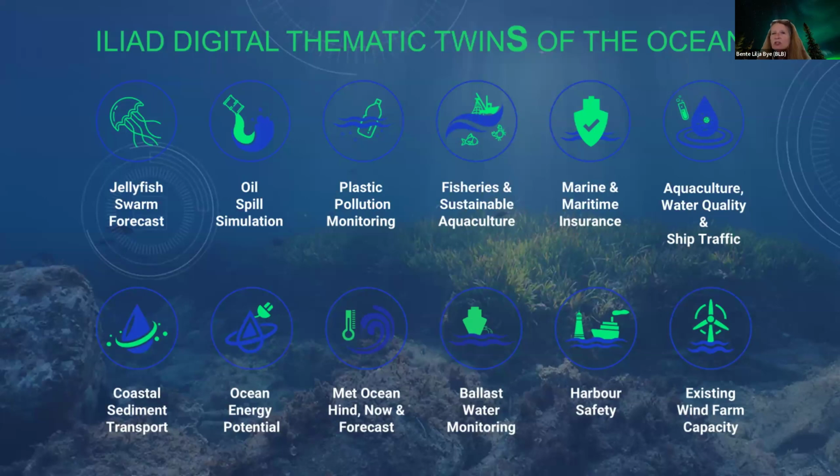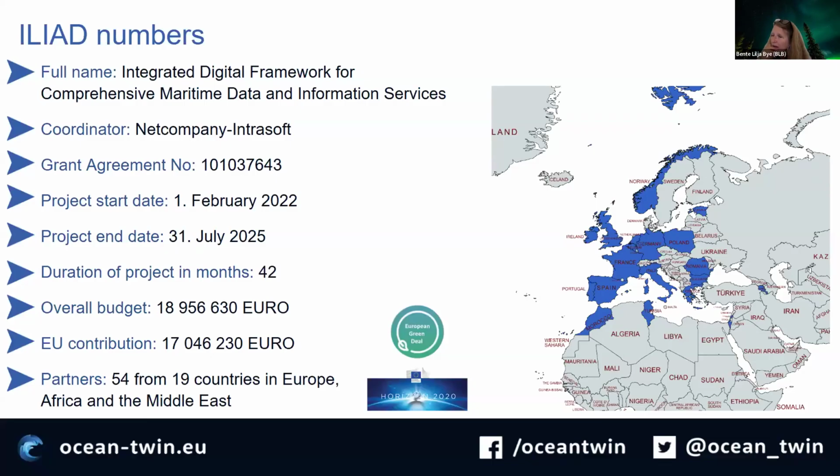Jellyfish swarm forecast, oil spill, plastic pollution, aquaculture, fisheries, harbor safety, etc. 12 different thematic areas, depending on what kind of activity that we are actually using digital twins to solve concrete problems with. And they are placed around in the area of Iliad, which is not only Europe, as you can see from this map. If you study it closely, we are also covering Africa and the Middle East. We are, in fact, 19 countries, 54 partners from these 19 countries.